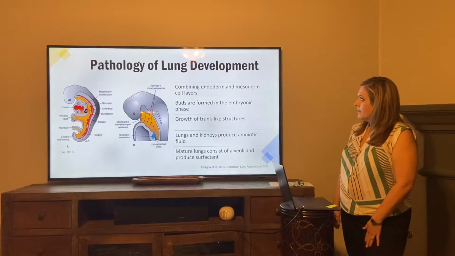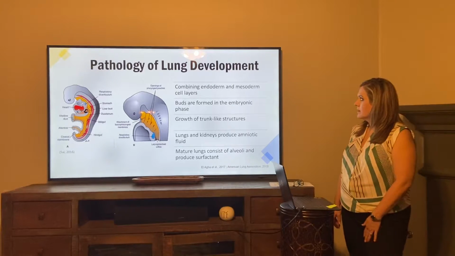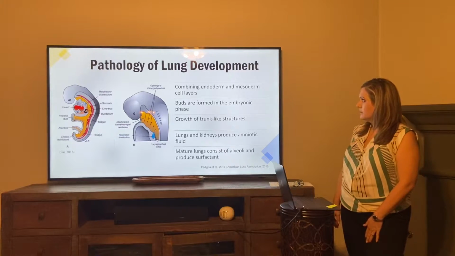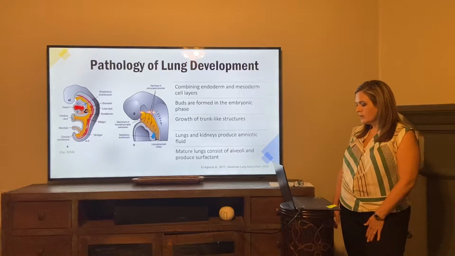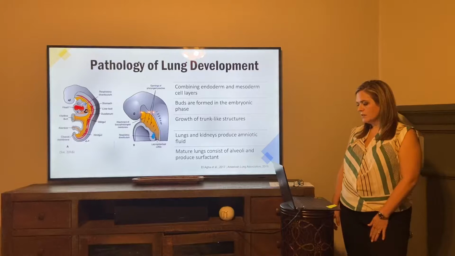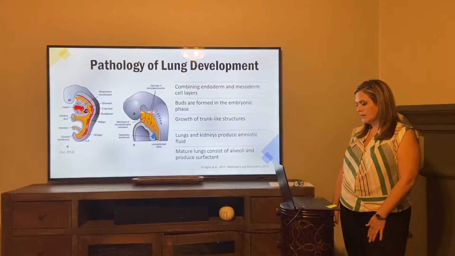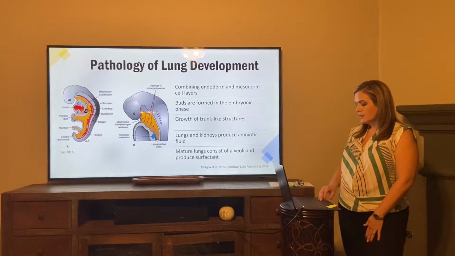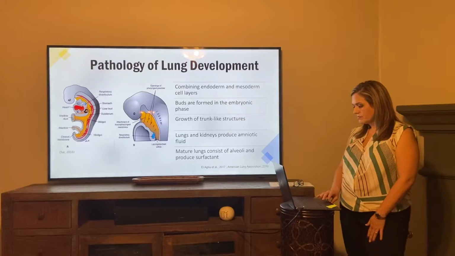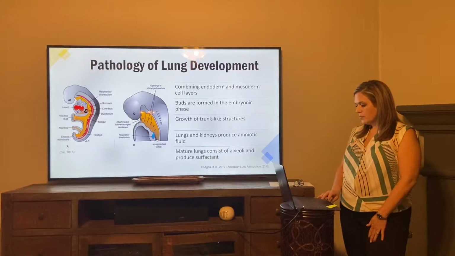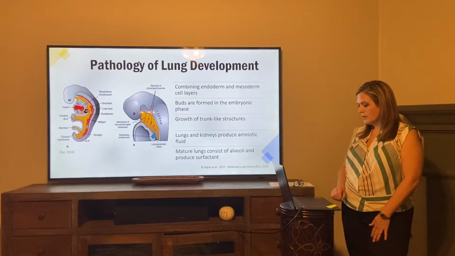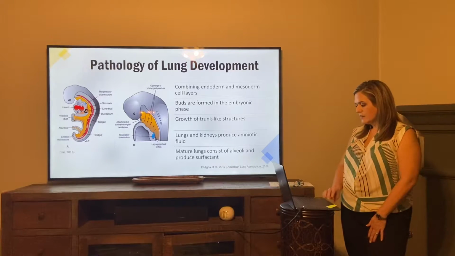Next, we have the pathology of lung development. We have combining endoderm and mesoderm cell layers. The endoderm is the innermost tissue or germ layer of cells. The mesoderm is the middle layer of the three germ layers that collaborate during organogenesis, or the forming of fetal organs. The embryonic period from 4 to 7 weeks is when the lung buds are formed, combining cell layers.